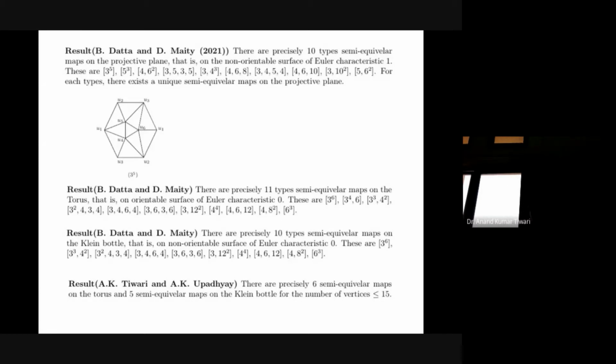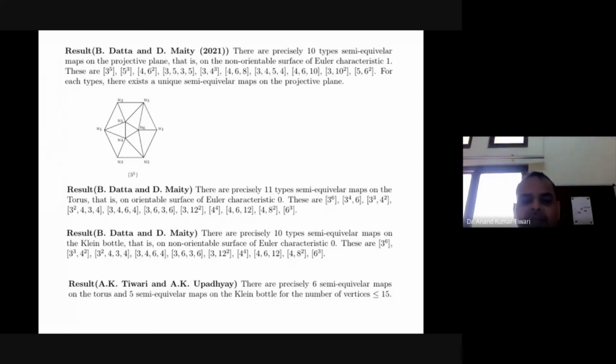This is a semi-equivalent map on the projective plane. Later, for the torus, the orientable surface of Euler characteristic 0, they proved that exactly 11 types of semi-equivalent maps are possible, and similarly on the Klein bottle, only 10 types of semi-equivalent maps are possible. So the types are given by Datta and Maiti.